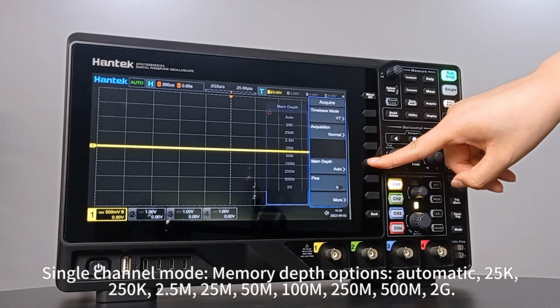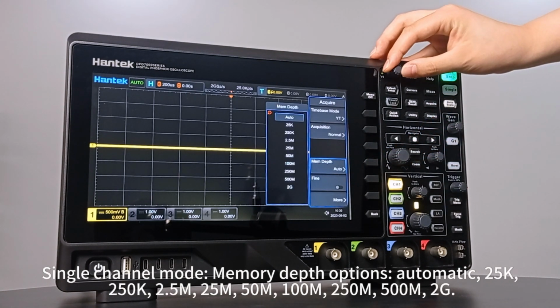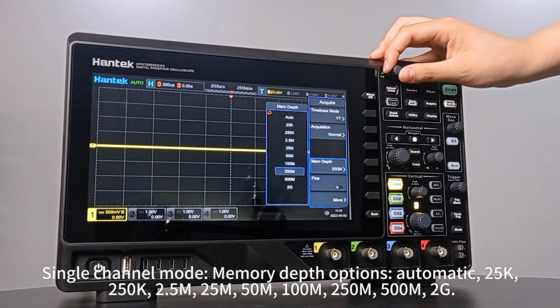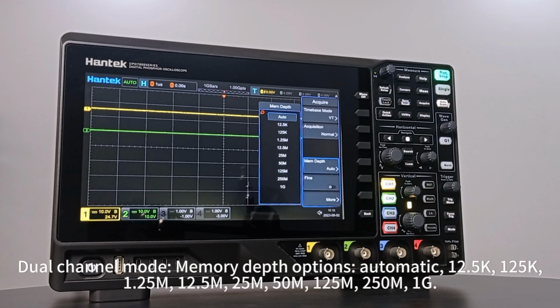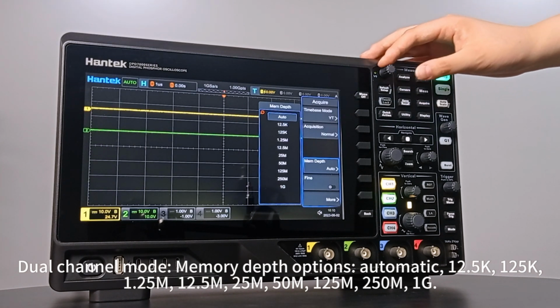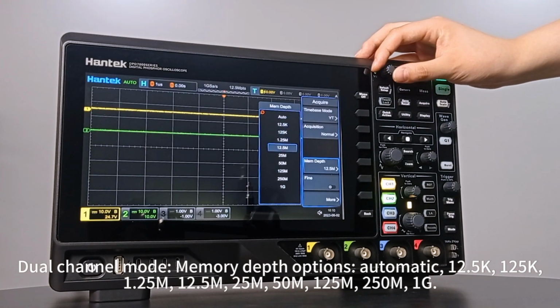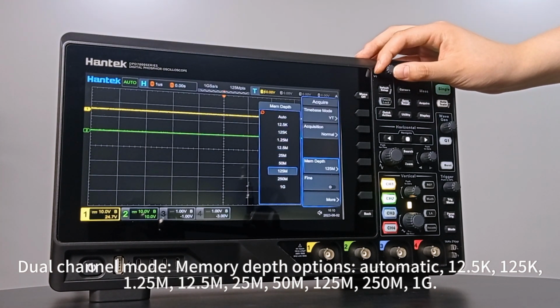Single channel mode memory depth options: automatic, 25K, 250K, 2.5M, 25M, 50M, 100M, 250M, 500M, 2G. Dual channel mode memory depth options: automatic, 12.5K, 125K, 1.25M, 12.5M, 25M, 50M, 125M, 250M, 1G.